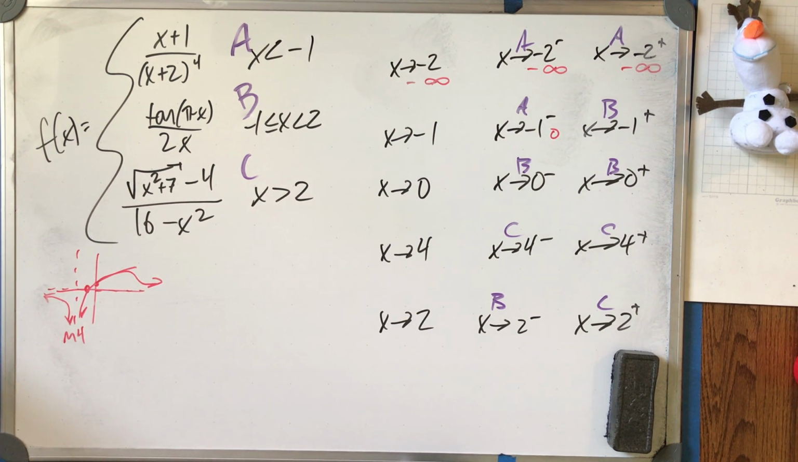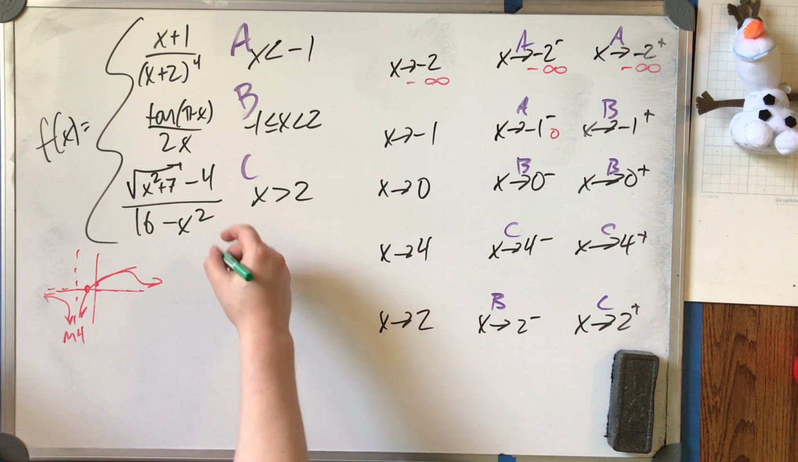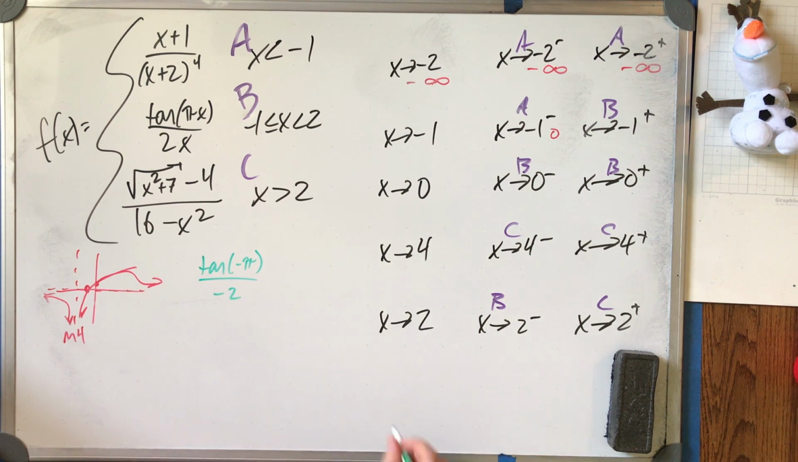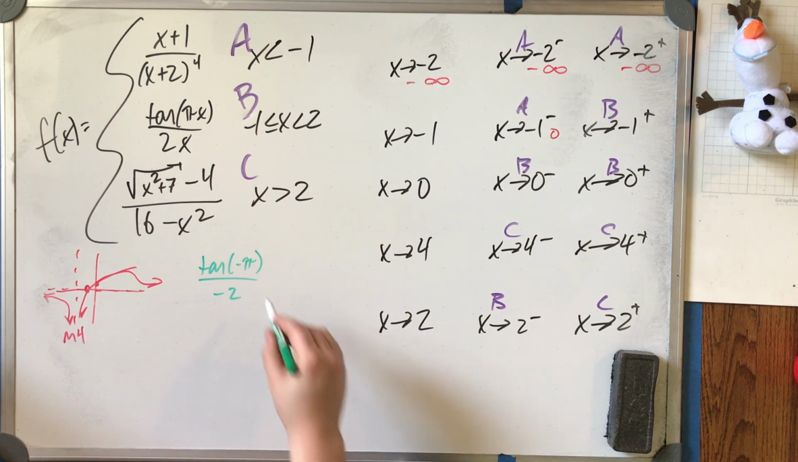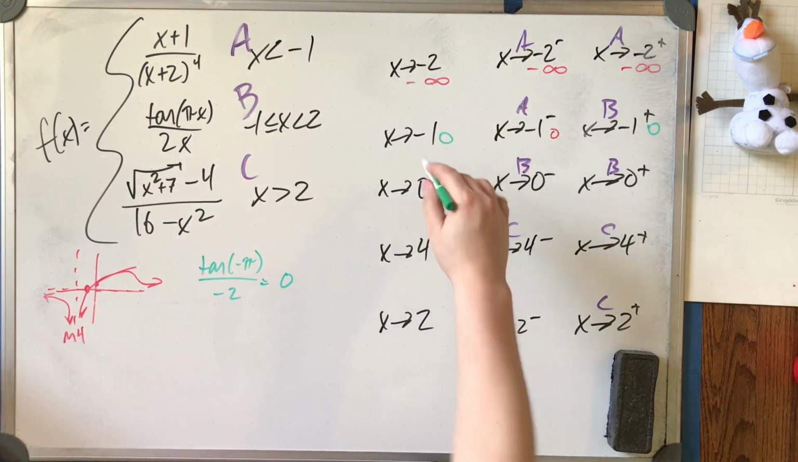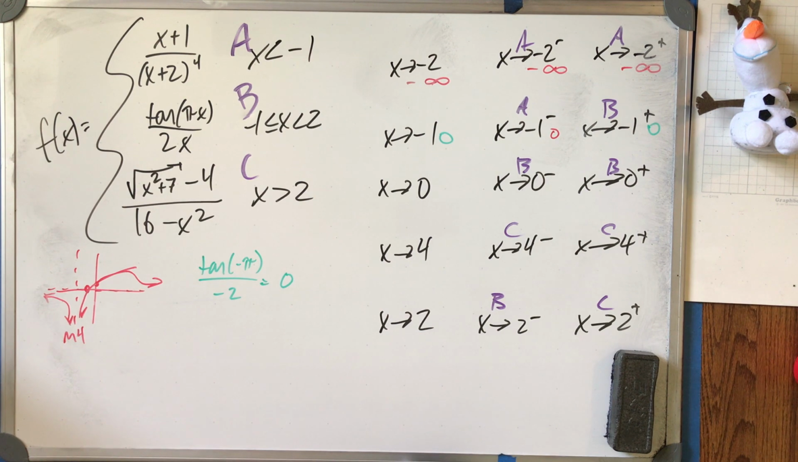For B, when I go to plug in -1, let's see what we get. We'll get tangent of -pi over -2. Okay, so tangent of -pi, what is that going to be? That's equal to 0. Okay, so this is going to be 0, and since they are both 0, then the actual limit is 0.